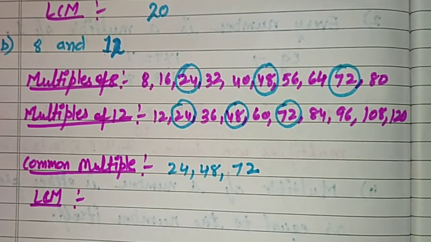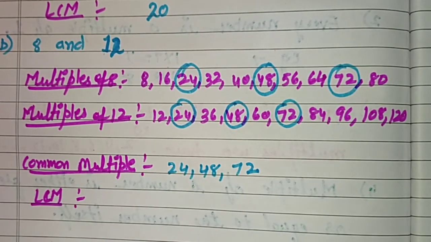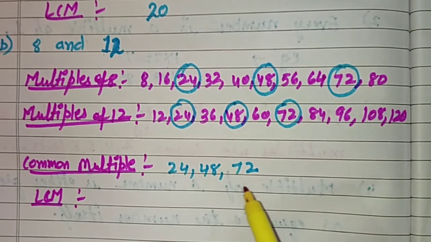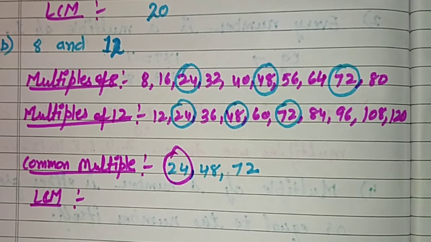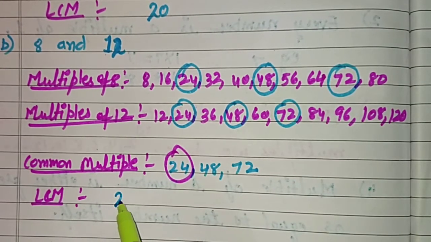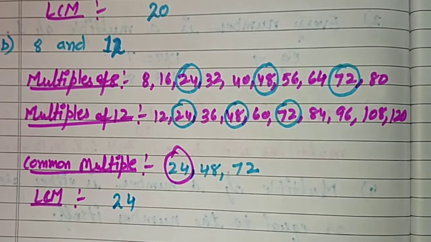So out of these, which one is the least common? इन तीनों में से smallest कौन सा है? Least is 24. So what is the LCM? So the LCM will be 24 only.